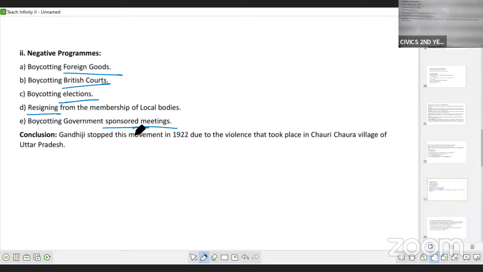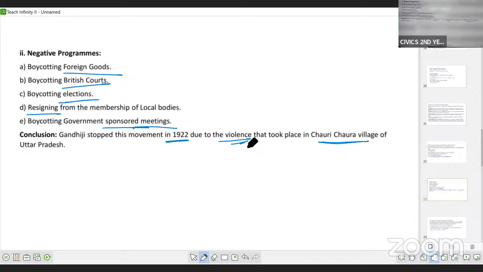Okay. So Gandhiji stopped this movement in 1922. Why did he stop this movement? Because of an incident, violence in Chauri Chaura village of Uttar Pradesh. In Uttar Pradesh, there is a district called Gorakhpur. In that district, you have a small village called Chauri Chaura. In that village, a violent incident occurred. The mob, the people, burned some policemen alive.